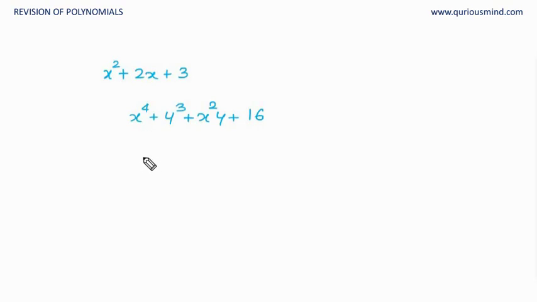But what about x raised to 1 upon 4? This is not a polynomial because the power of x is not a whole number. Or x raised to minus 2 again is not a polynomial because the power of the variable is an integer, it is not a whole number. So a polynomial is an algebraic expression where the power of the variables is a whole number.